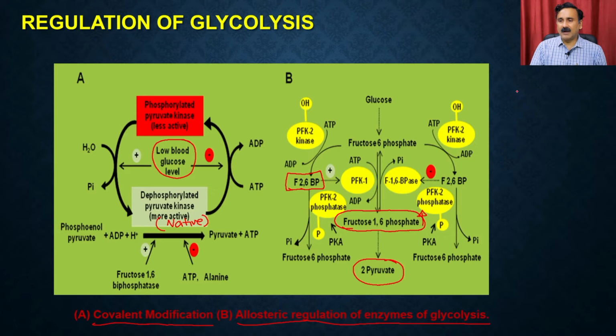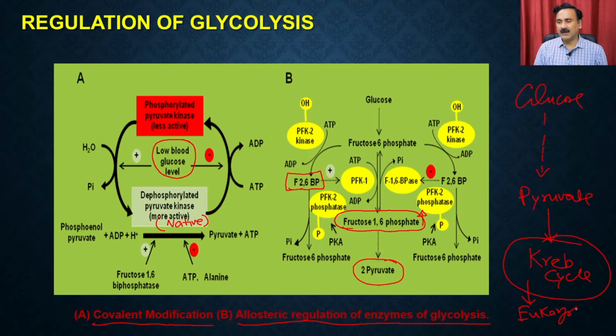Once glucose is utilized and pyruvate is produced, this pyruvate enters into the Krebs cycle, and the Krebs cycle is only present in the eukaryotic cell. It is not present in the prokaryotic cell. So let's understand the next cycle, which is called the Krebs cycle.